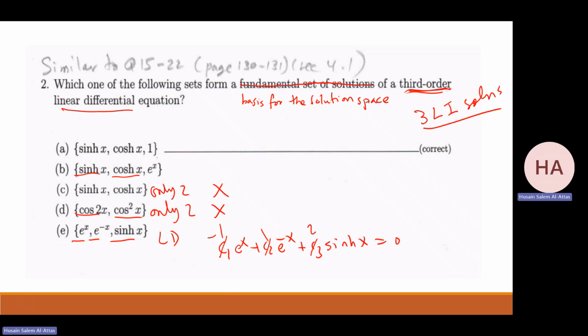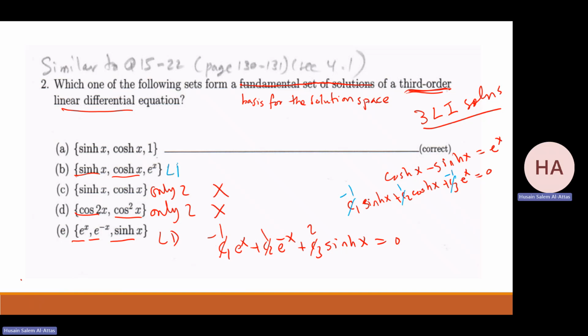This one also, they are linearly dependent. Why? Because I know cosine hyperbolic plus sine hyperbolic equals e to the x. So I can do C1 sine hyperbolic plus C2 cosine hyperbolic plus C3 e to the x equals 0. And I can choose the constants, for example this one minus 1. So if I have cosine plus sine, this is e to the power x, choose this to be minus 1. So this makes it linearly dependent.